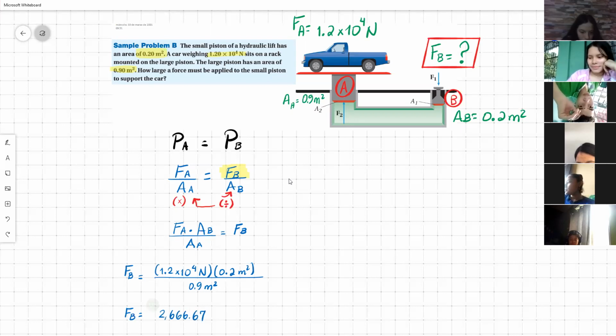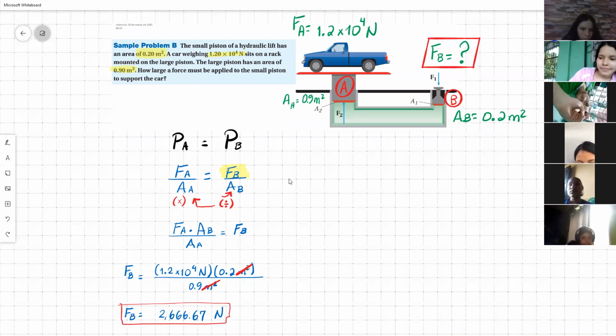Okay, in what units are we going to write this? Calderon? In what units are we going to write this? Newtons. Newton. You eliminate the square meters and the only remaining unit is going to be the Newton. As simple as that.